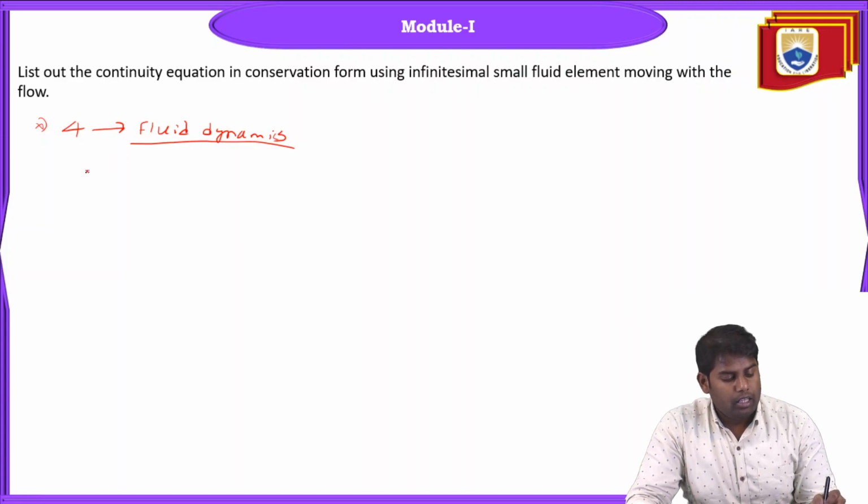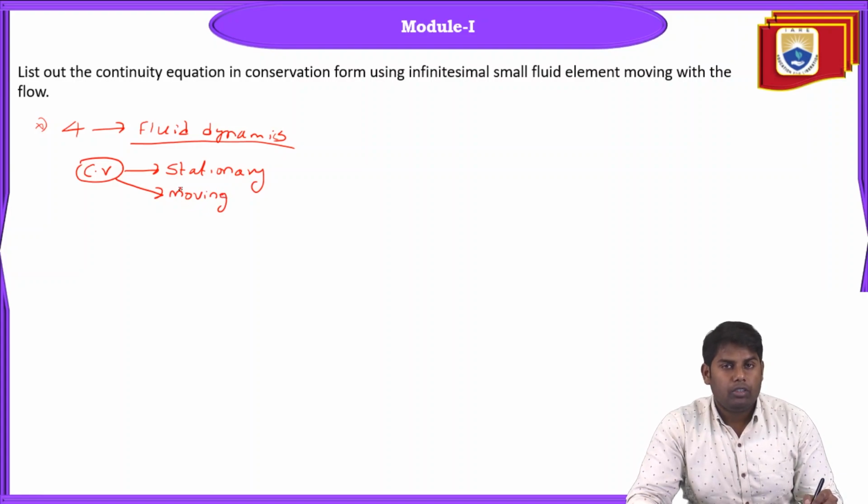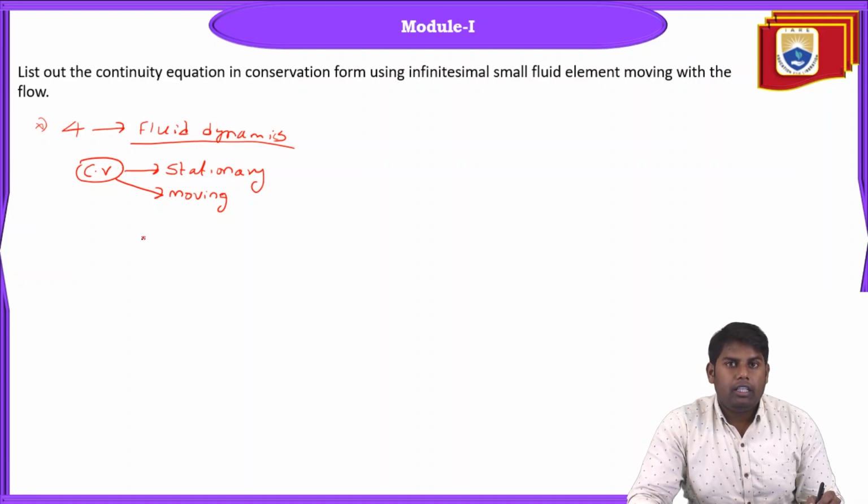One is the control volume approach, CV, which is stationary, and the other one is moving. CV is nothing but a control volume. A control volume is an entity where the fluid flow entering and leaving through the volume, or let's say through the surface, is studied, and whatever effects are seen inside that volume are also estimated.